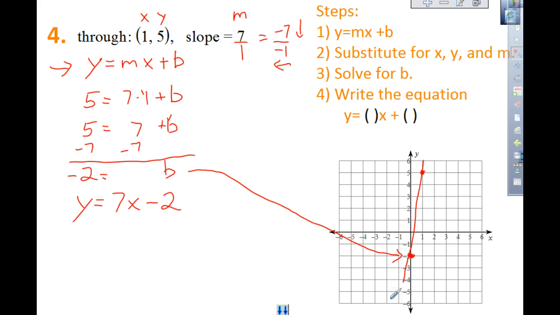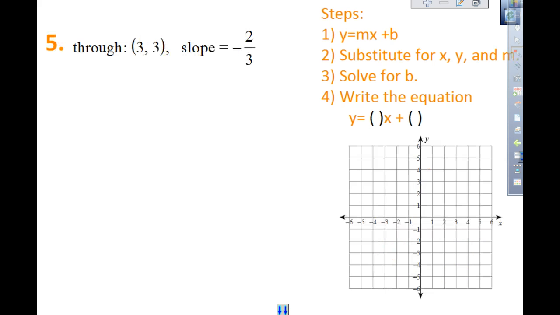Now you guys won't have this graph on your homework. I just want you guys to see it works both algebraically and graphically. Same exact answer. Alright, you guys try this one completely on your own, and then check with someone, see if you got it. Go through 3, 3.